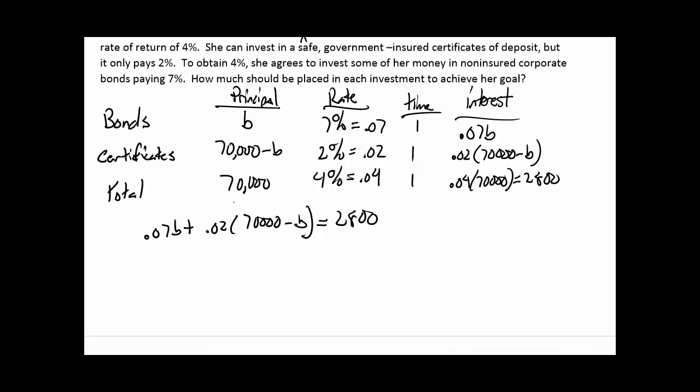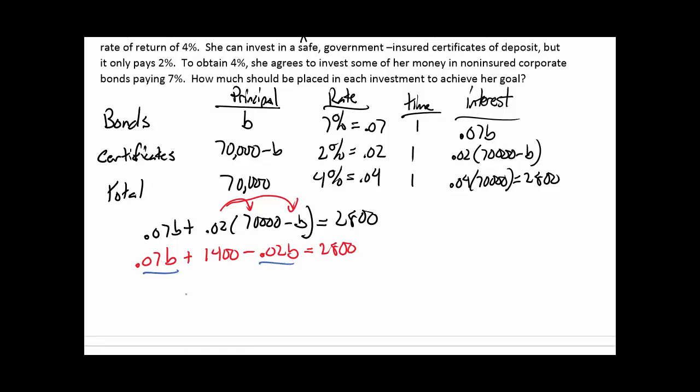From here, I would want to distribute the 0.02 in. So 0.07b plus 0.02 times 70,000, which is 1,400, minus 0.02b. And I notice that I can combine like terms with those two. So 0.07 minus 0.02 is 0.05b. And I also notice that I can subtract off 1,400. So I get 0.05b equals 1,400.